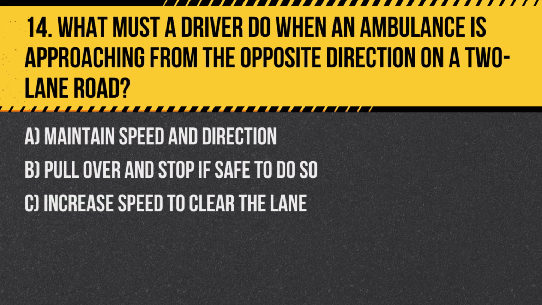Question 14. What must a driver do when an ambulance is approaching from the opposite direction on a two-lane road? A. Maintain speed and direction. B. Pull over and stop if safe to do so. C. Increase speed to clear the lane.